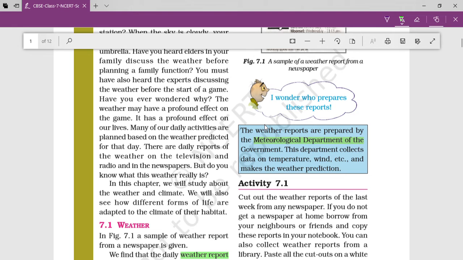So the weather is predicted by studying the patterns of weather and factors affecting them. The science which deals with the study of weather is called meteorology. The weather report is recorded every day in the form of graph and published in a table form showing readings of different elements of weather.